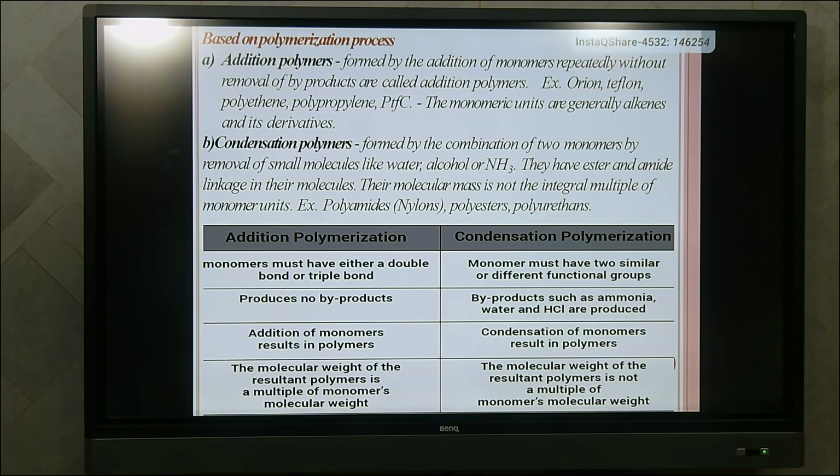From the structure itself, you can infer that the molecular weight of the addition polymers will be lower compared to that of the condensation polymers. Examples of addition polymers are Teflon, polyethylene, polypropylene. Condensation polymers, for instance, nylon, polyesters, polyurethane.